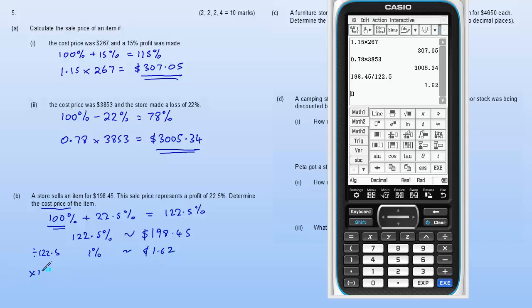And now all we need to do is multiply by 100 to get 100%, which we know is the cost price. And we could use the calculator, but that's easy enough. Multiplying by 100, it's going to be $162.